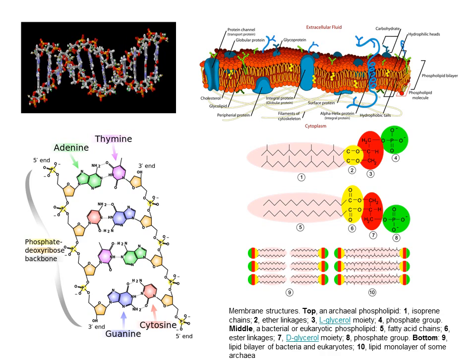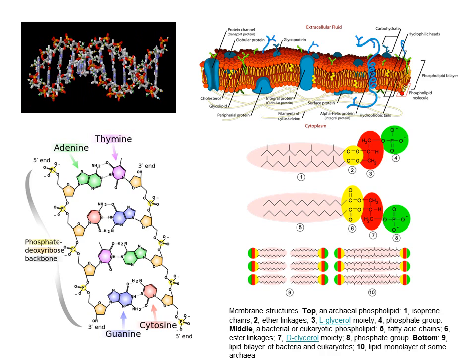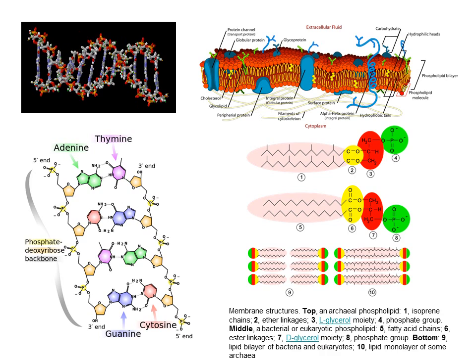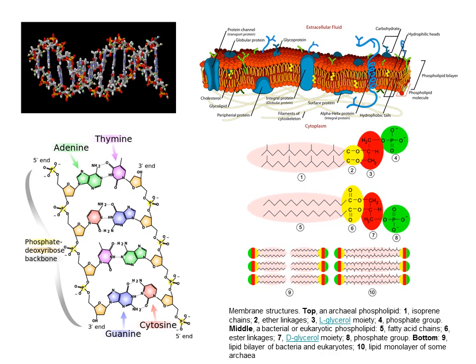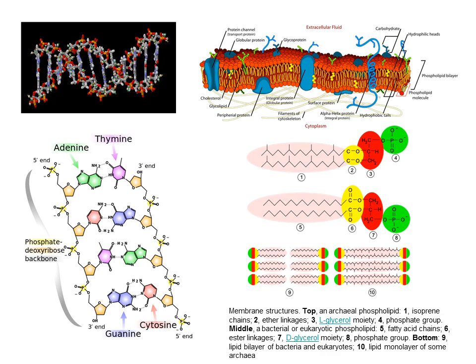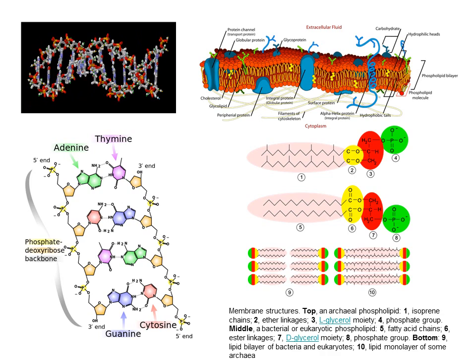So DNA. You probably can't make it out here, but you might be able to make it out on your diagram, that it's full of nitrogen. The amino in amino acid means nitrogen, so this chain is made up of amino acids. So without nitrogen, life can't make DNA.